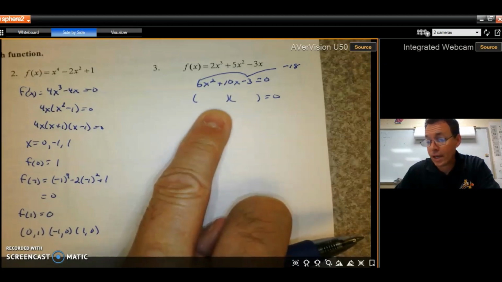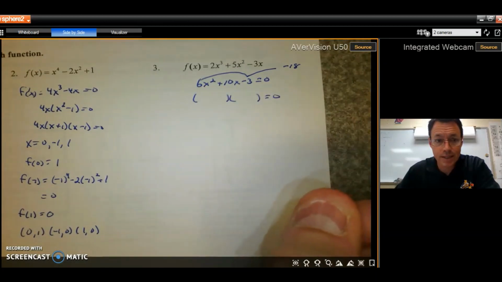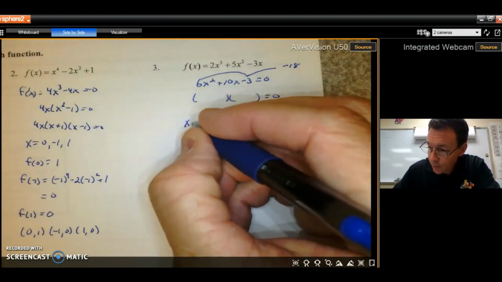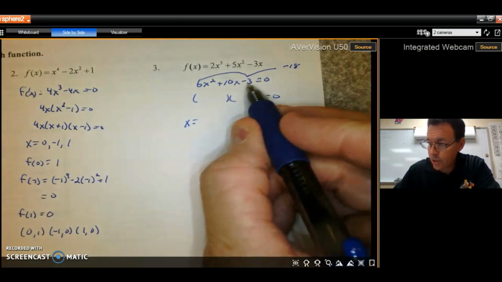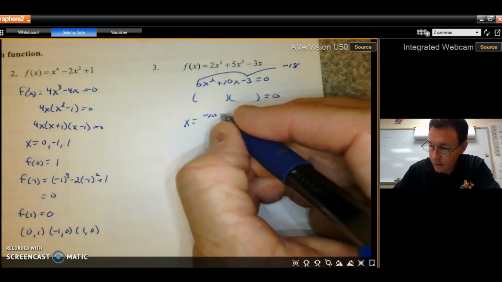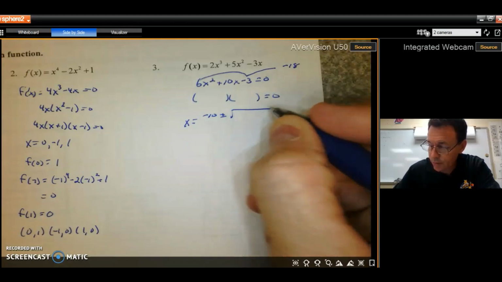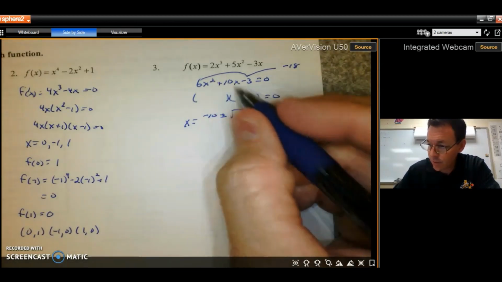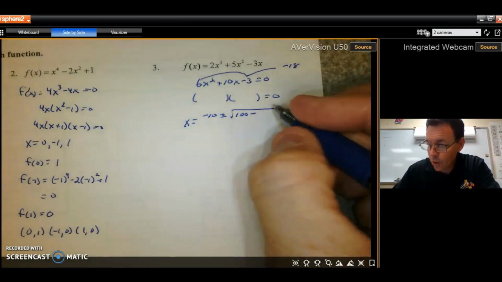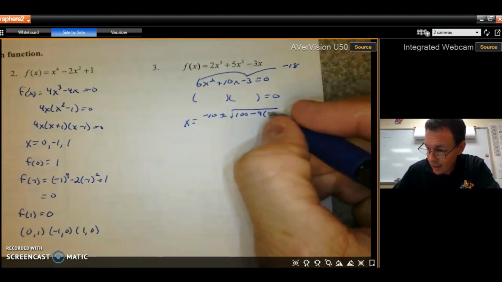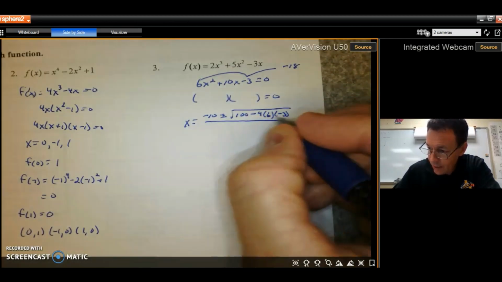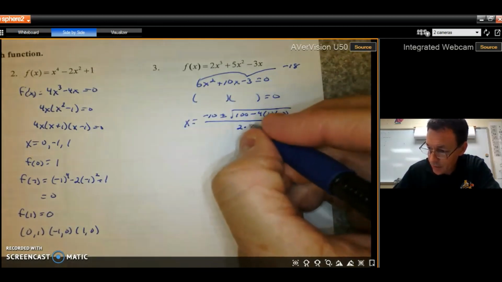Okay, so if you come across a quadratic and it doesn't factor, you're going to have to use the quadratic formula. So again, the quadratic formula: x equals negative b, so negative 10, plus or minus the square root of b squared. If you'll let me, I'm going to go ahead and write that as 100, minus 4 times a times c, and then all of that over 2 times a, so 6.